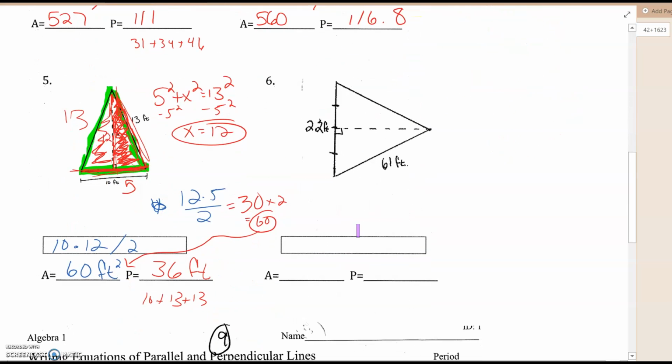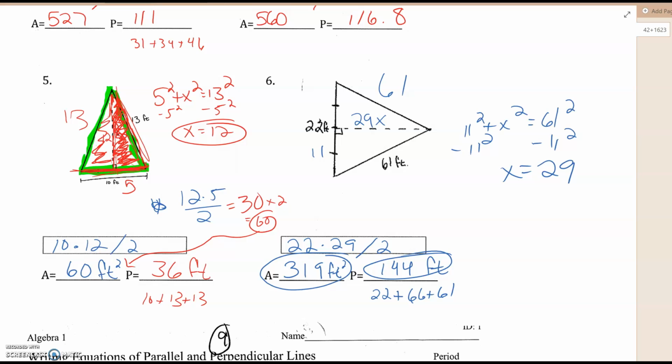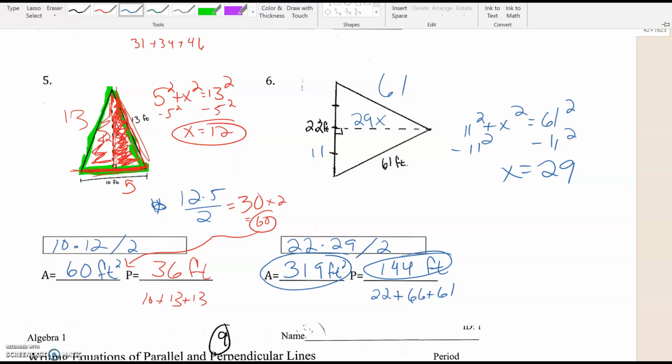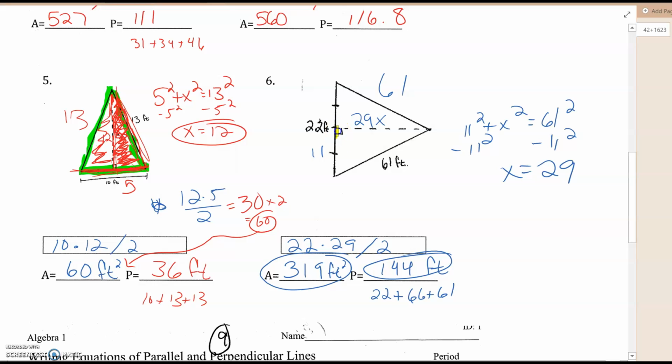Go ahead and find the area and the perimeter of that one. Okay, so I'd have to take half of this. In order to find this height right here, base times height connected at the 90, I'd have to use this right triangle. So I have to do 11 squared plus x squared equals 61 squared. Then you subtract, that should give you 29.